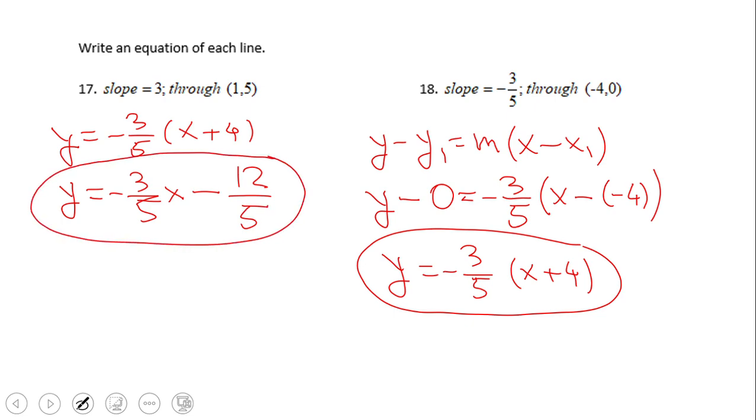So if you have any of these answers, then you did a wonderful job. The first answer is what I really like, the form in the point-slope form, right? And the second one is the slope-intercept form.